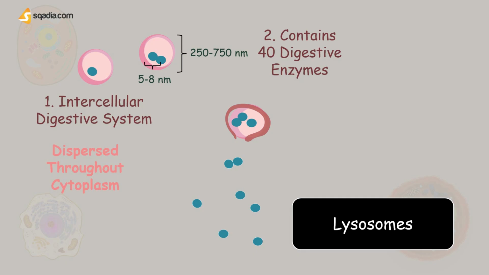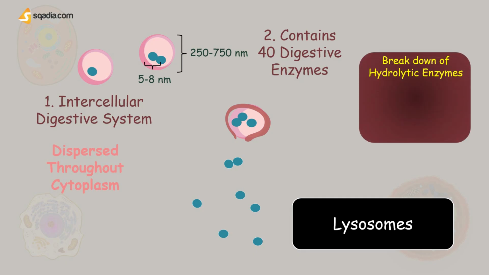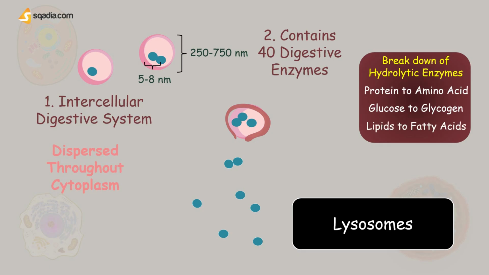A hydrolytic enzyme can split an organic compound into two or more parts by combining hydrogen from a water molecule with one part of the compound and combining the hydroxyl portion of the water molecule with the other part of the compound. For example, protein is hydrolyzed to form amino acids, glycogen is hydrolyzed to form glucose, and lipids are hydrolyzed to form fatty acids and glycerol. Hydrolytic enzymes are highly concentrated in lysosomes.